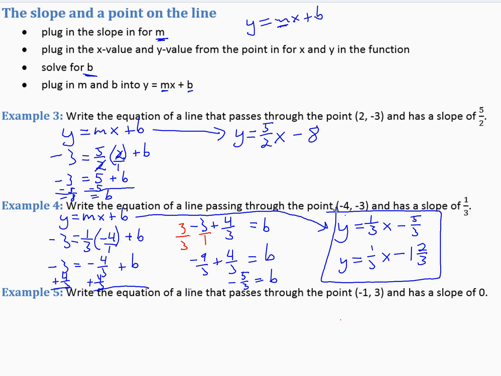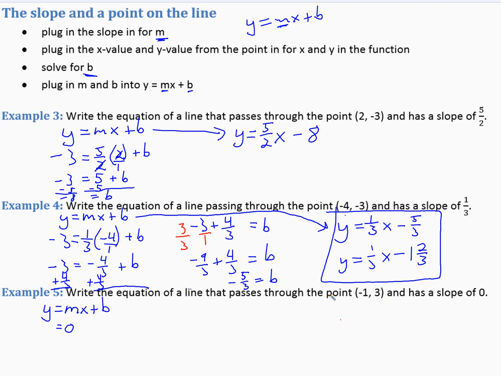And the last one, write the equation of a line that passes through the point negative 1, 3 and has a slope of 0. I'm going to go ahead and stick with what we've been doing, but at the end I'll show you something else we could have done that would have been a little quicker as long as you know your lines well. So we have a slope of 0, and when we go back and do this again, we'll be using that slope of 0, and hopefully you remember something about a slope of 0.